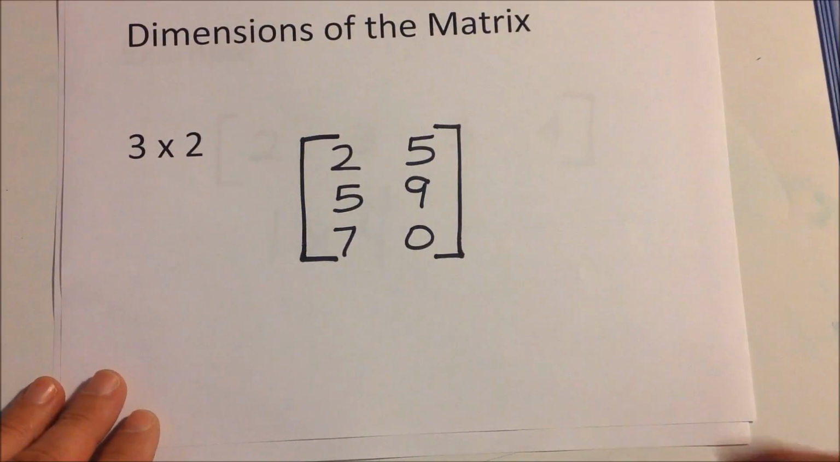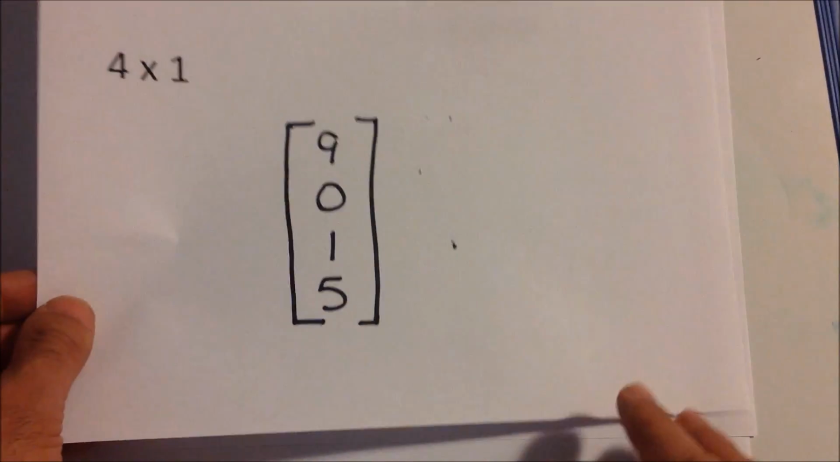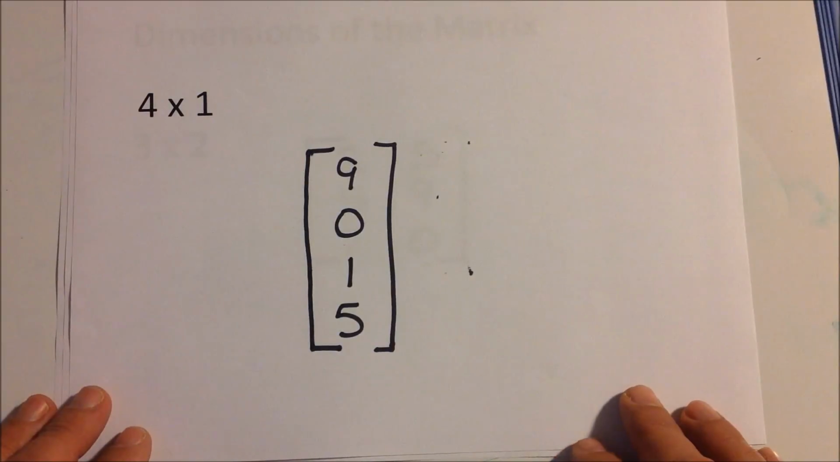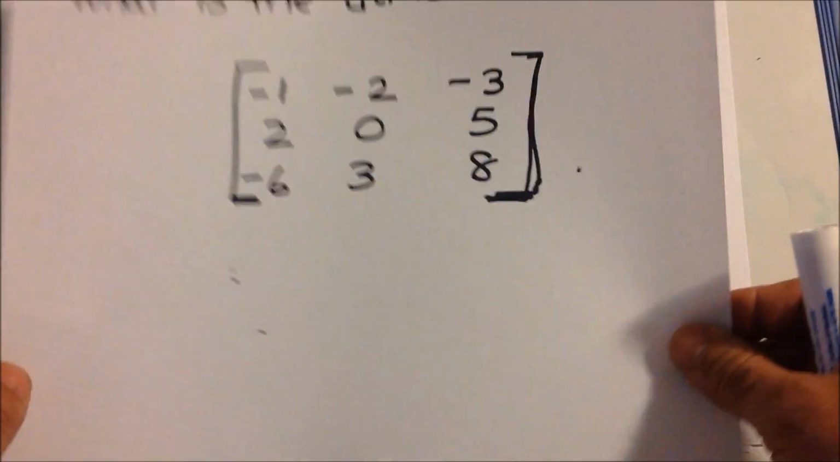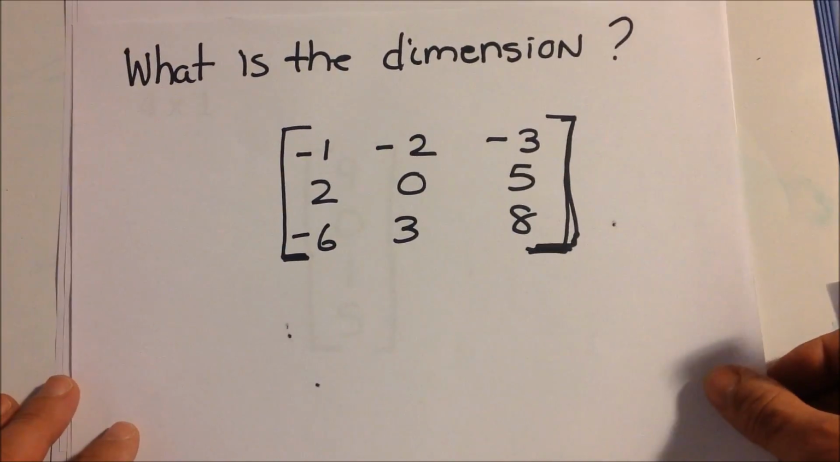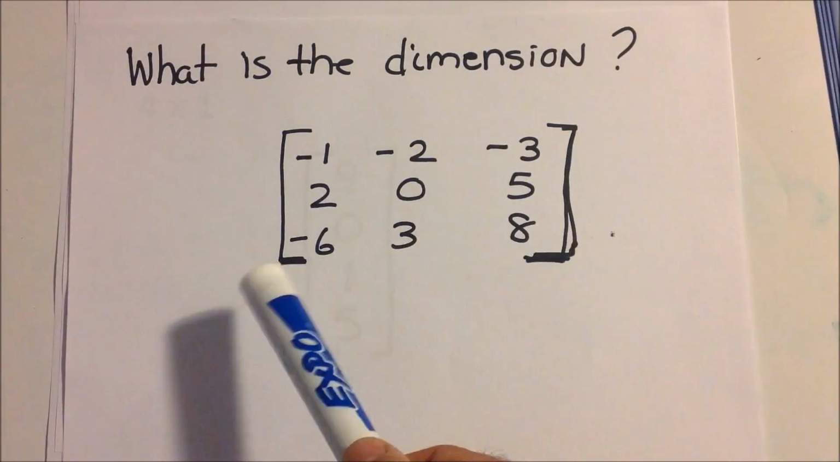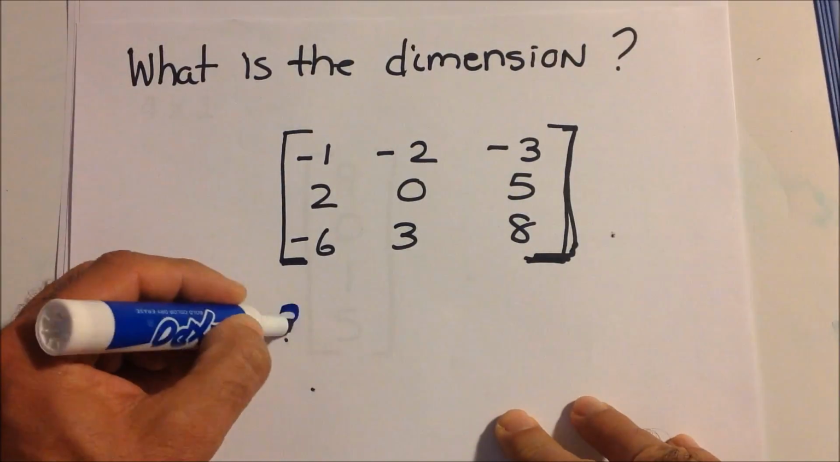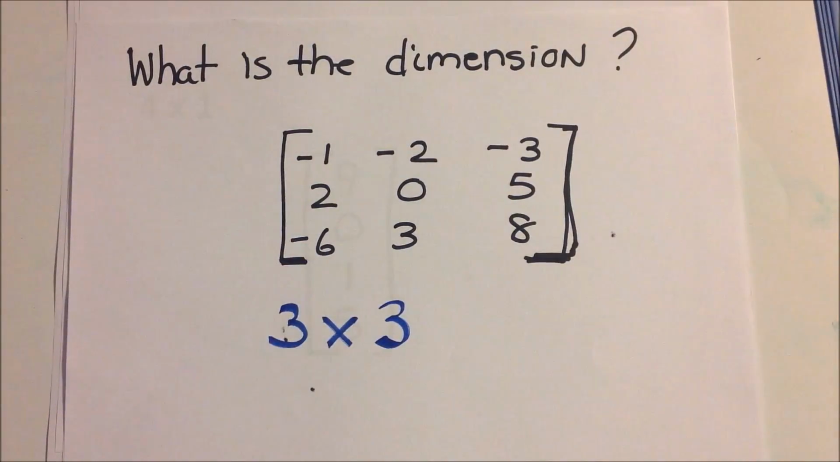So here's a few more examples. Here's a 3 by 2 matrix. 3 rows and 2 columns. Here we have 4 rows and 1 column, so this is a 4 by 1 matrix. Okay, so what type of matrix is this? What is the dimension? So okay, we have 3 rows. So we know it's going to be 3 by, and there's 3 columns. It's a 3 by 3 matrix.